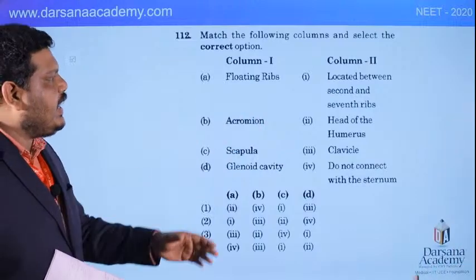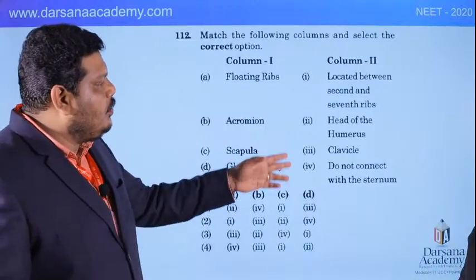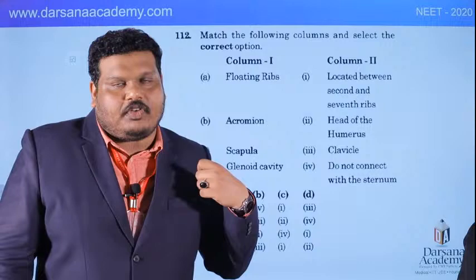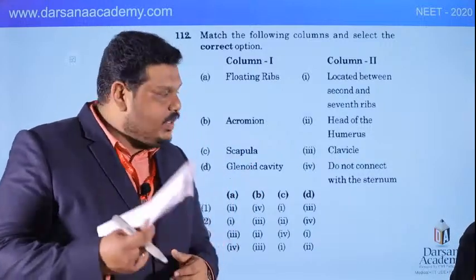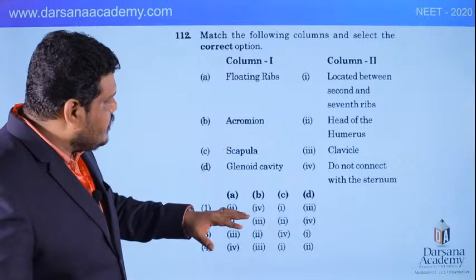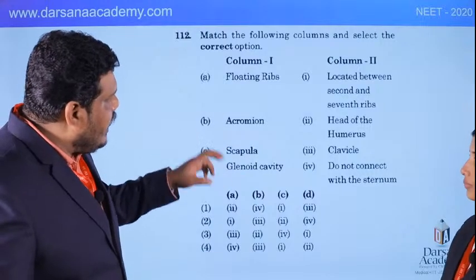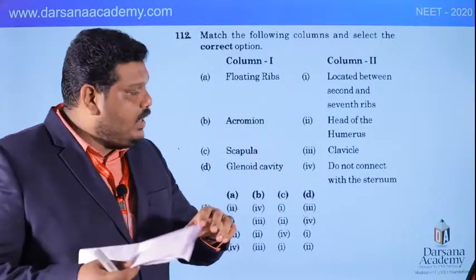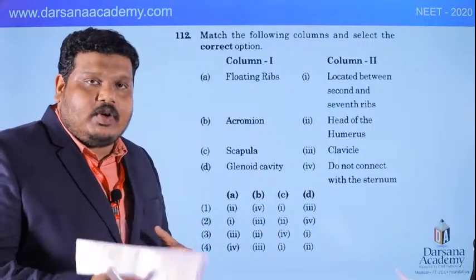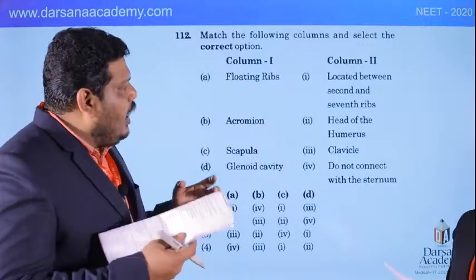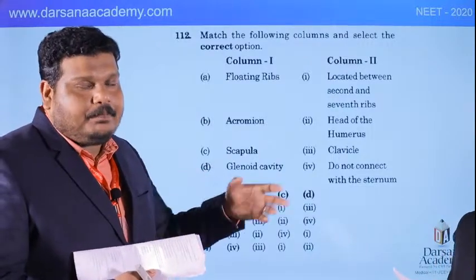Now the glenoid cavity. Do you know the head of the humerus? The humerus is the first bone of your forearm, and it is attached to the glenoid cavity. The glenoid cavity is formed by the structures of the acromion, scapula, and clavicle. The clavicle and scapula fuse together to form a cavity called the glenoid cavity, where the humerus of our arm articulates.